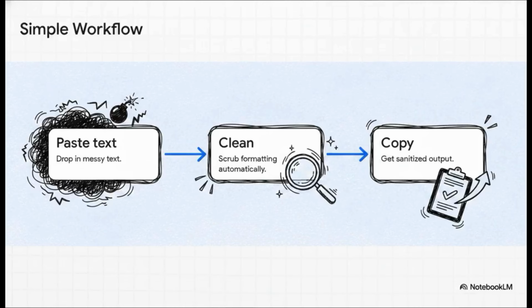Step 1, you just drop in your messy, potentially risky text. Step 2, the tool instantly scrubs the formatting based on your toggles while neutralizing those invisible threats. And step 3, you just copy the newly sanitized output. It's a quick drop zone designed to fit right into your existing habits without slowing you down for even a second.